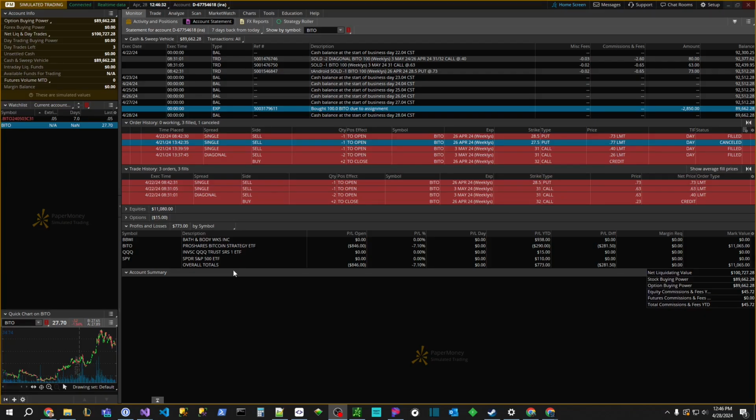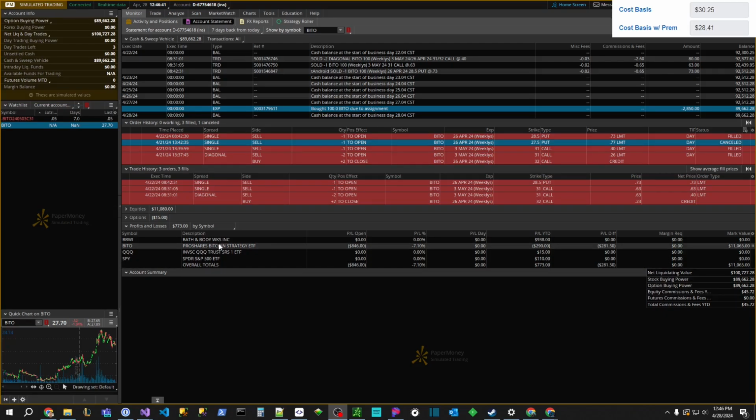Okay, so here we are in thinkorswim's trading platform again, and we need to pull up the cost basis, so we have that on the screen so we can refer to it. So there that is right there. We have the cost basis of $30.25, and our cost basis with premium, which is basically what our overall cost basis is when we include what we've purchased the stocks for and all the premium we've collected, we're setting at $28.41. That's relevant if we were to try and liquidate and just cash out of our position. All right.